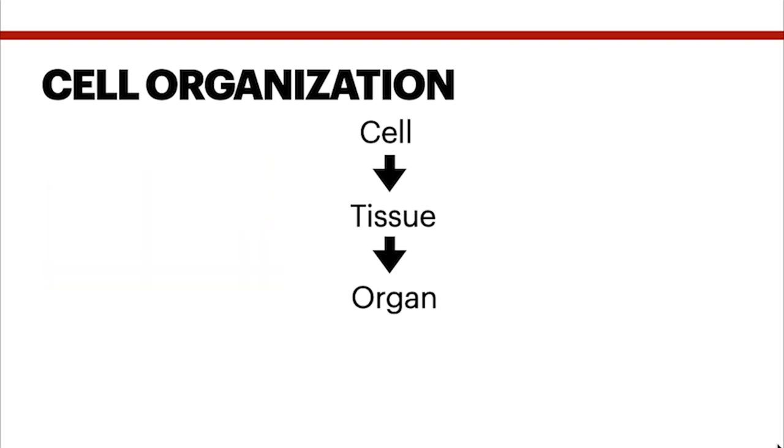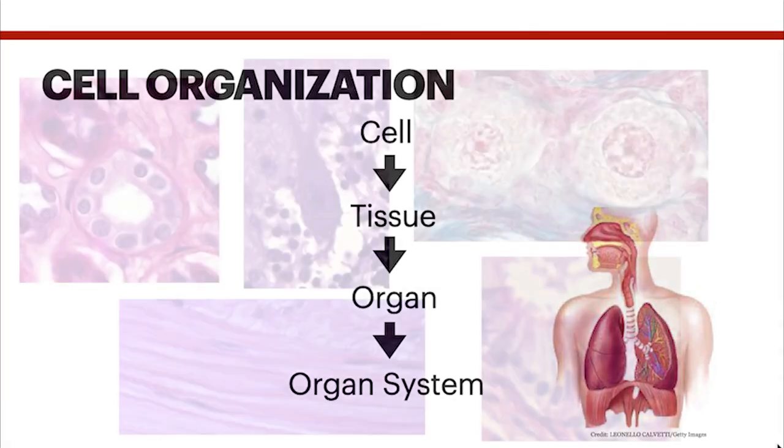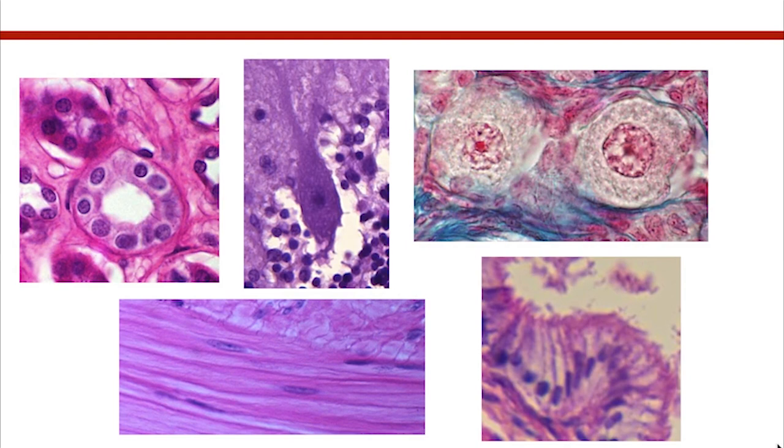Organs with similar functions are grouped into organ systems. The respiratory system is composed of the nose, pharynx, larynx, trachea, bronchi, and lungs. Different cells within a single organism come in different shapes and sizes depending on their specific functions and content.